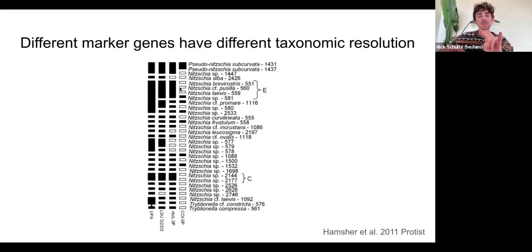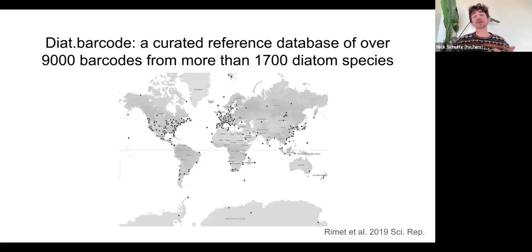That primer region is likely not amplifying it because of variation in that primer region itself. Whereas UPA and LSU are able to detect and differentiate Nitzschia alba from other Nitzschias. So right away we have a decision to make when we do DNA barcoding of which gene we are going to use. So they're decisions that we have to make.